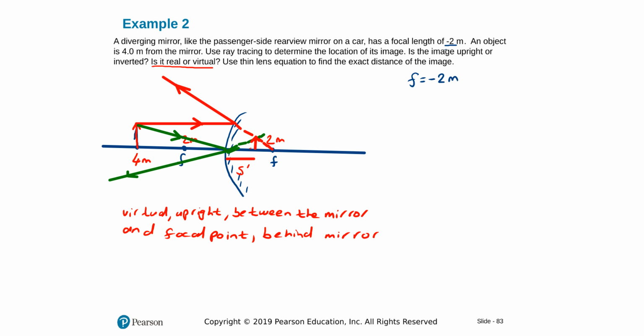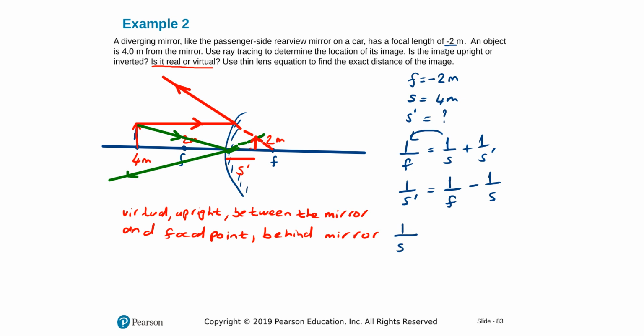And use the lens equation to find the exact distance. Alright, let's do that. We know S, and S is always positive, 4 meters. We know F, so we can find S prime, right? 1 over F is equal to 1 over S plus 1 over S prime. I'm going to take this whole guy to the other side as negative. It's positive there, so I'll say 1 over S prime is equal to 1 over F minus 1 over S. I'll put in the number, solve an inverse just to find my S prime.